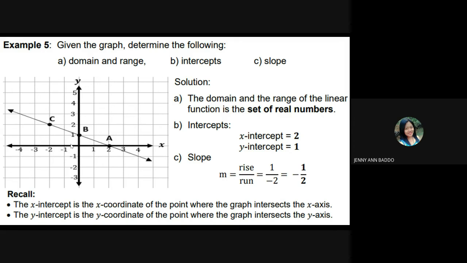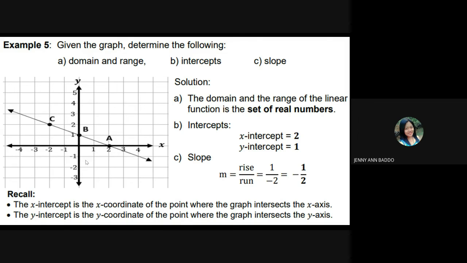And for the intercepts, we have the x-intercept first. Look at the x-axis. The point where the graph touches the x-axis is the x-intercept, so it's positive 2. The y-intercept is where the graph touches the y-axis. Therefore, it's positive 1. So the x-intercept is 2, the y-intercept is 1.